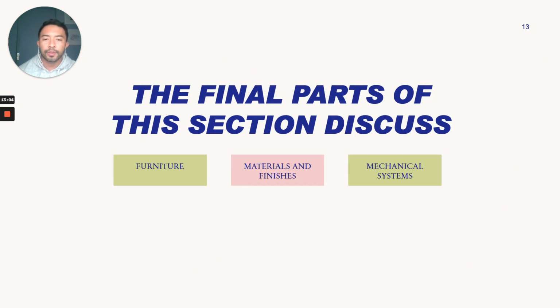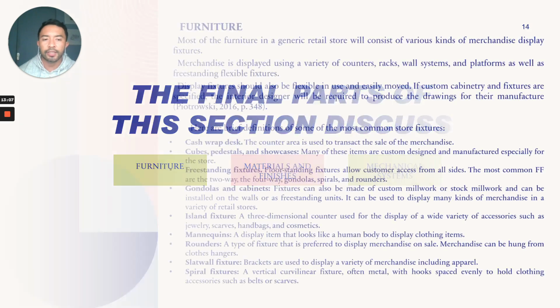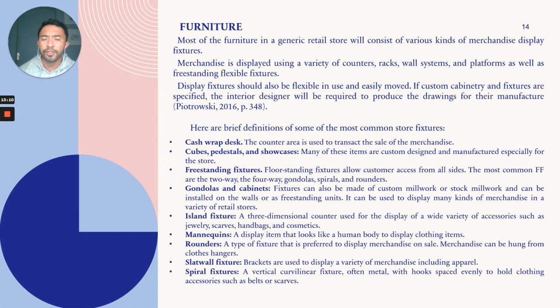So in this final part, we'll discuss furniture, materials, finishes, and mechanical systems. In terms of furniture, these are some of the common types found in retail space: the cash wrap desk, cubes, pedestals, and showcases for the products, freestanding fixtures, the gondolas and cabinets, which are found in the middle or peripheral view of the store, an island fixture, which is a three-dimensional counter for the display of accessories such as jewelry, etc. Mannequins, of course, if it is a clothing store.